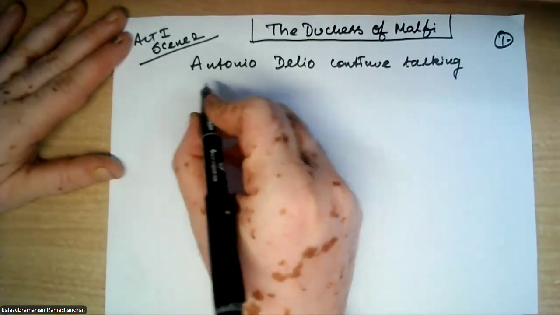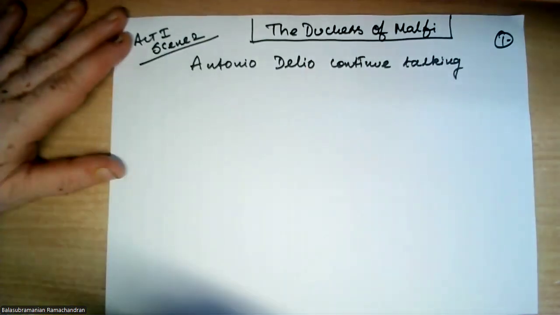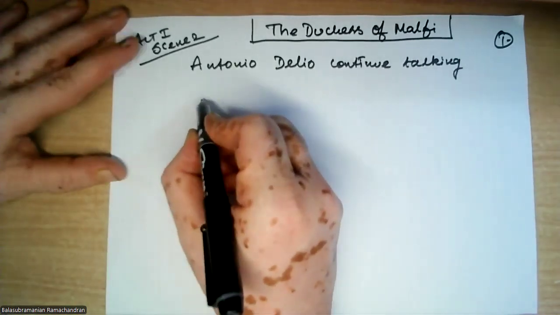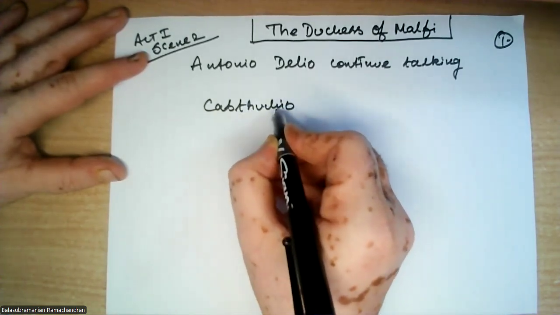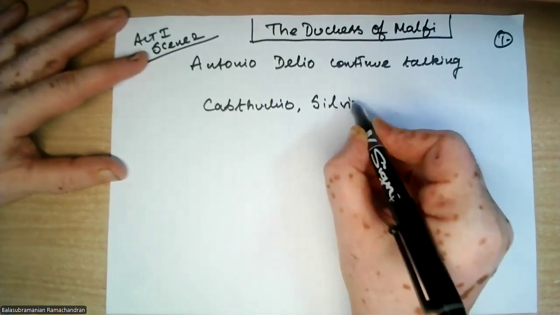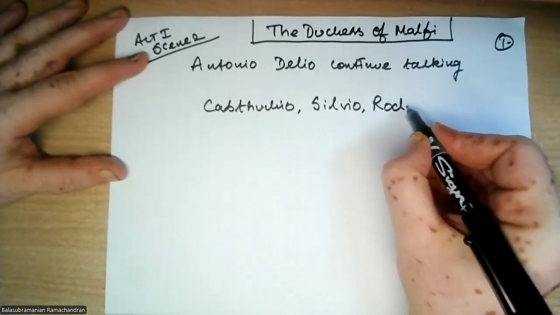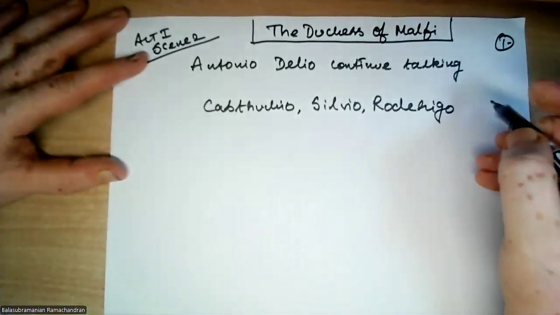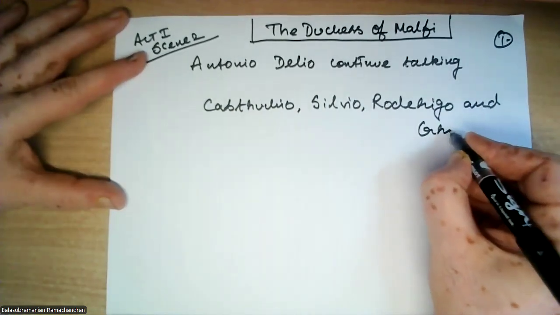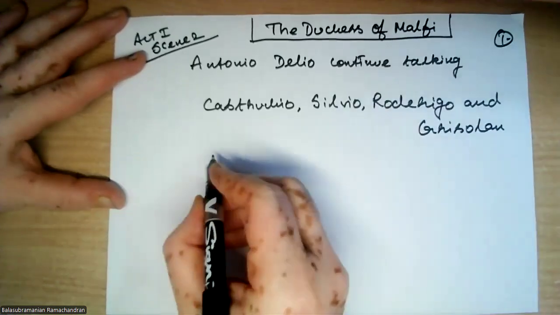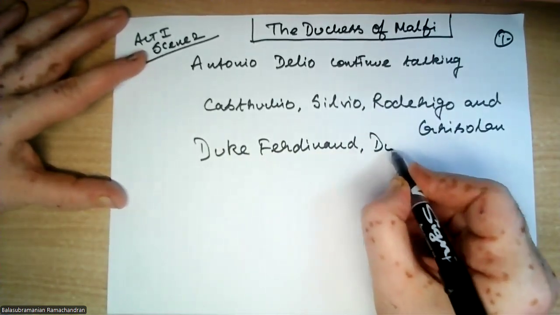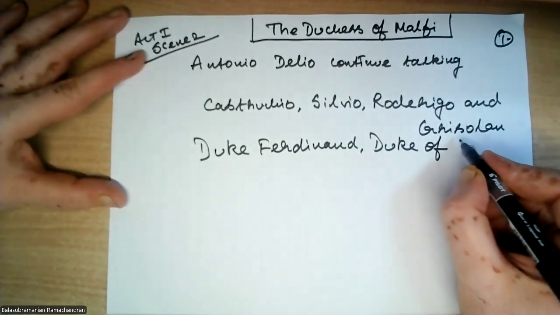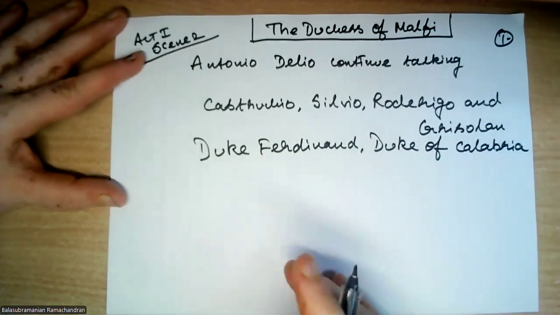Antonio and Delio continue talking, and their conversation is disturbed by the arrival of Duke Ferdinand. Ferdinand is the Duke of Calabria, and he is accompanied by Castruccio. Let me introduce these people to you: Castruccio, Silvio, Roderigo, and Grisolan. These are the courtiers who accompany Duke Ferdinand. Duke Ferdinand is the Duchess's brother, and he is the Duke of Calabria.